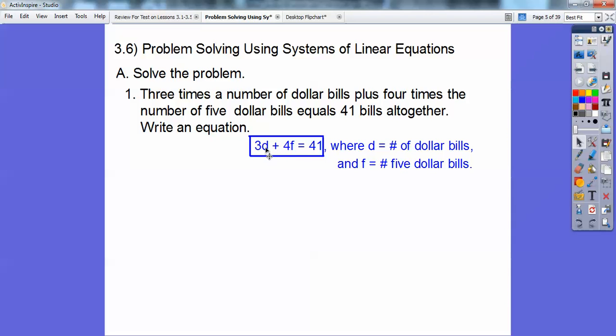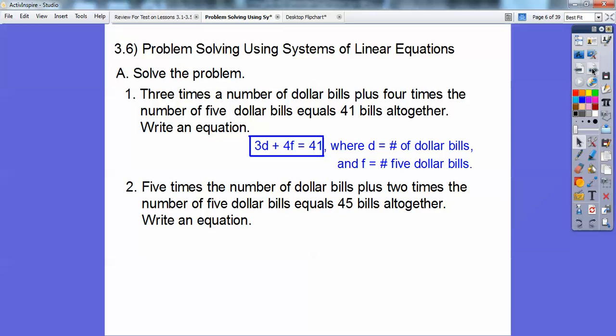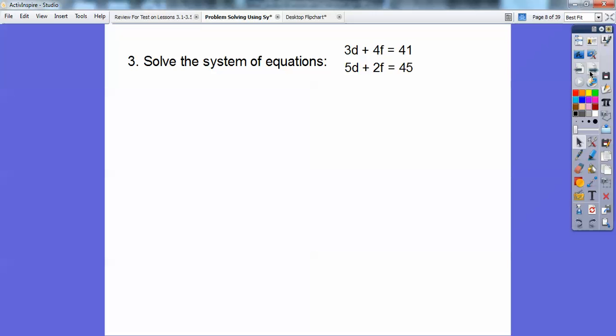So 3 times the number of dollar bills plus 4 times the number of $5 bills equals 41 bills altogether. Now the next part says, same kind of thing, 5 times the number of dollar bills, so that would be 5D, plus 2 times the number of $5 bills, so that would be 2F, will equal 45. And then we're going to take these two equations and solve this system of equations. That's what number 3 says, to solve that system of equations.